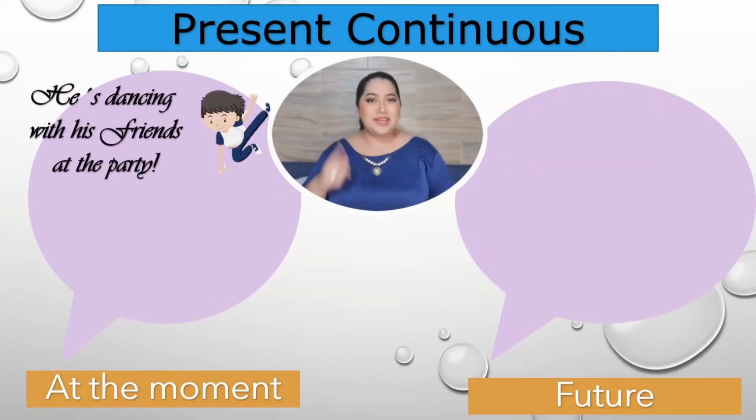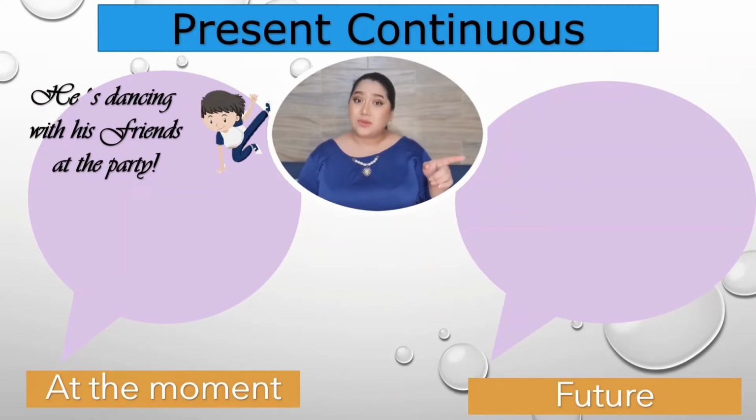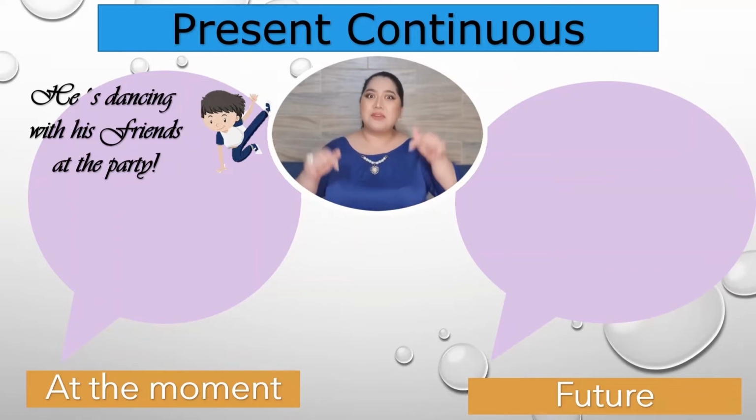Come on, listen to me. The first sentence is, hey, he's dancing with his friends at the party. Right, this is something that is happening right now. So it's only present continuous for an activity that is in progress.